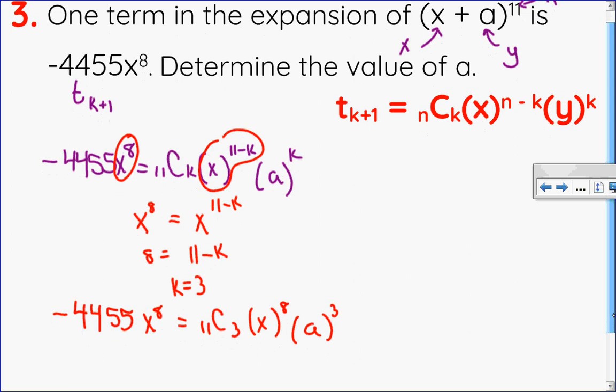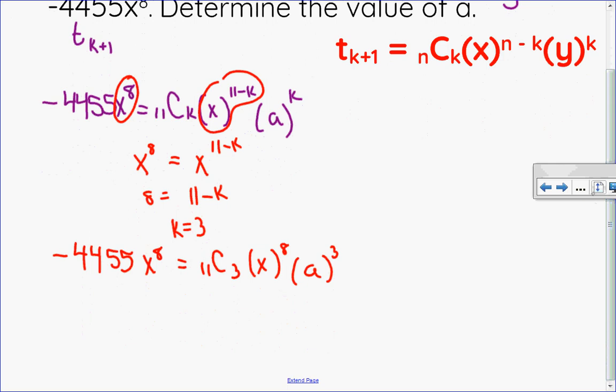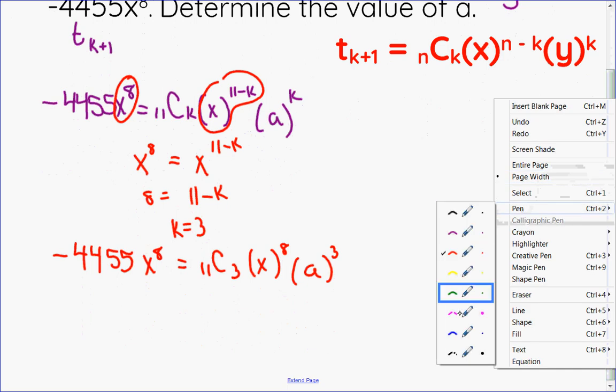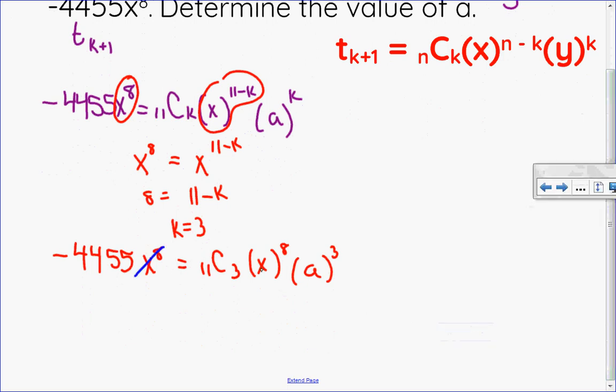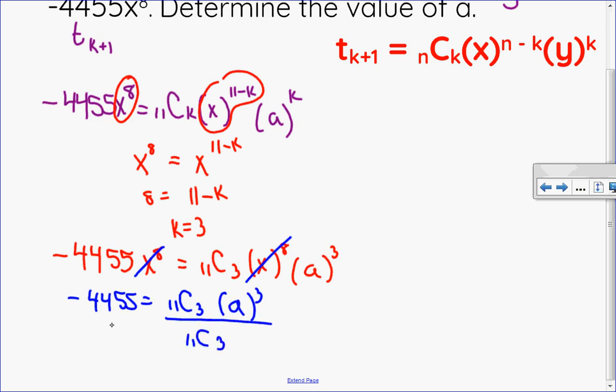I couldn't divide before because I had a k value. So I see with the equation, I have x to the 8 on both sides. I can cancel those out. So I'm left with negative 4,455 equals 11c3 times a cubed. Now I can divide. So I'll divide both sides by 11c3.